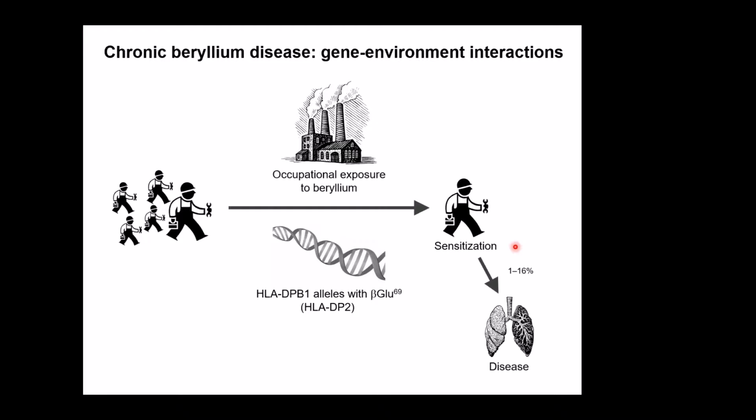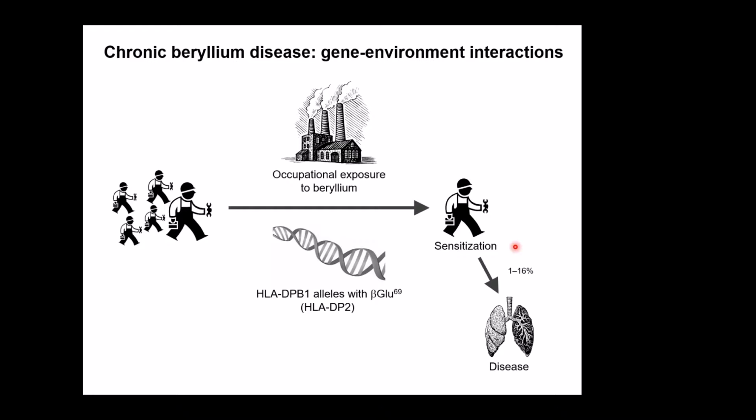Over a period of years to decades, these workers become sensitized to that metal by inhalation, machining the dust, inhaling it, and it lodges in their lungs. They become sensitized to beryllium, which is defined as having a positive proliferation test to beryllium salts in vitro. And then among those who are sensitized, over a period of years some of them go on to develop beryllium disease. That's characterized by granulomatous inflammation in the lung.